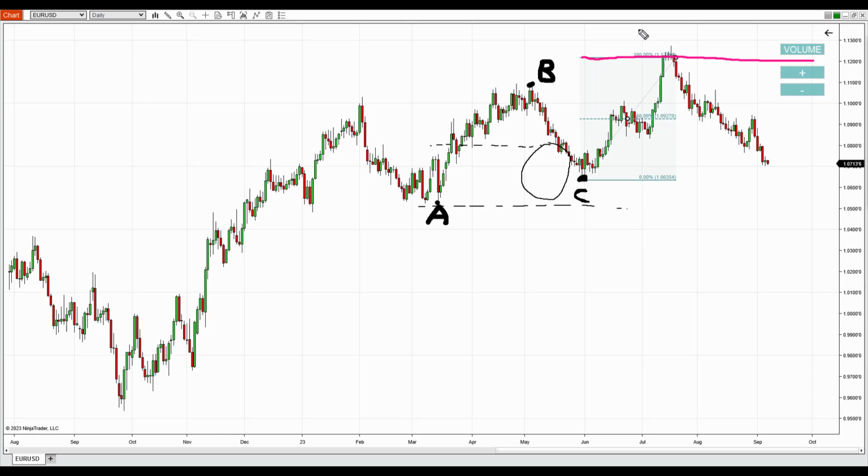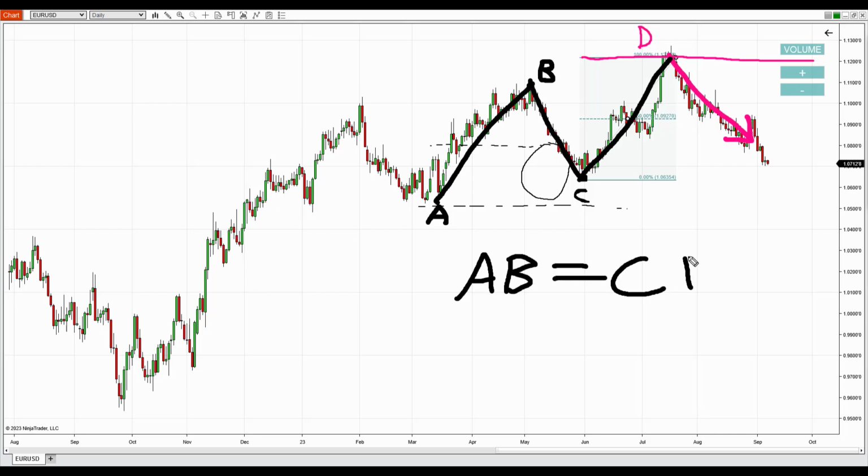When the price reaches the level D, you go short. All right, because distance from A to B equals distance from C to D. All right, so we have A, B, C, D pattern.